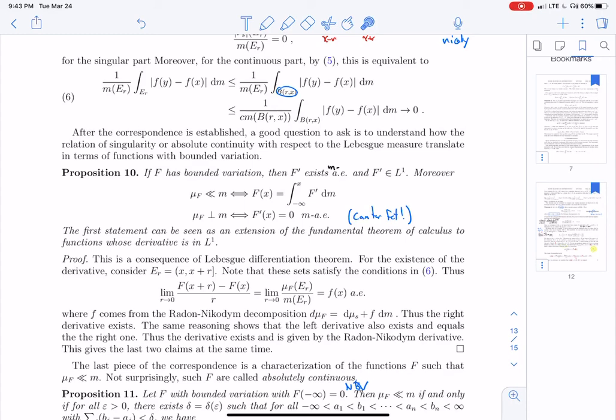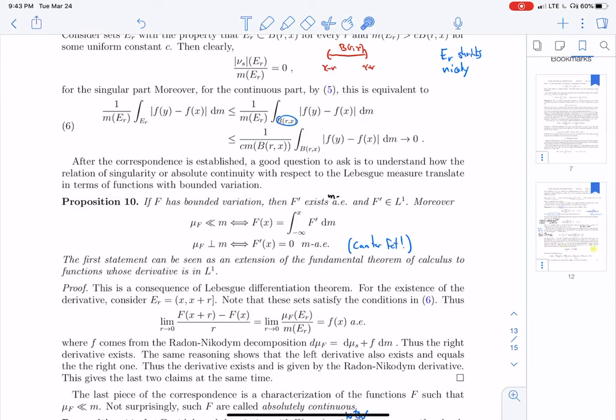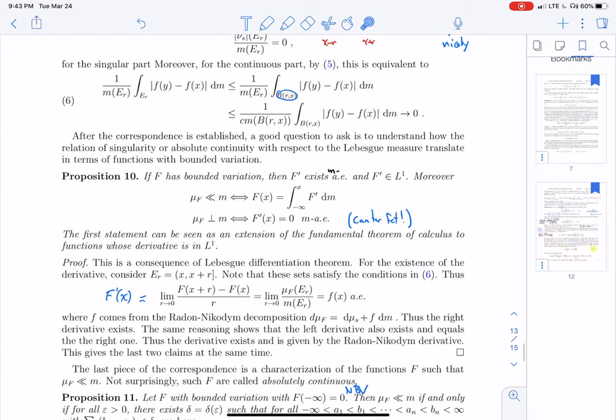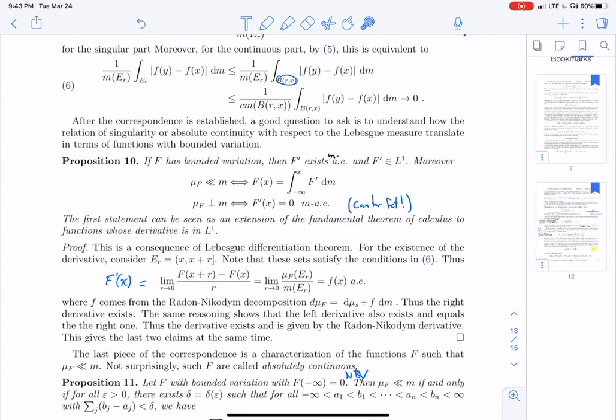So we have that the derivative exists, and the derivative is given by the Radon-Nikodym derivative. I should say this is f prime, the classical definition of the derivative, and it's equal to the Radon-Nikodym derivative that we already saw. Actually this is the right derivative. But you can do the same thing with the left derivative, so the derivative exists.